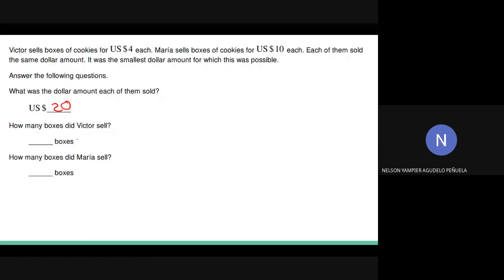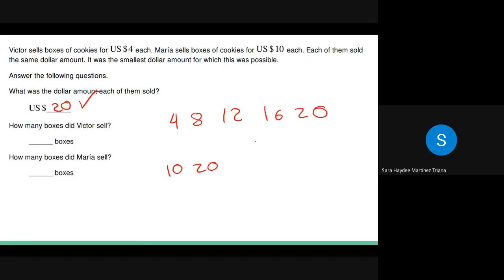And how did you find that number? Because it's correct, with the table. With the table, so you are doing tables. Okay, but be careful because you have to get used to the order. 4, 12, 16, 20. Yes. And the other one was 10, 20, and no more. So, how many boxes did Victor sell, Sarah? Five. Yes, five, because Victor is the one of four, and the other two. Thank you very much, Sarah.